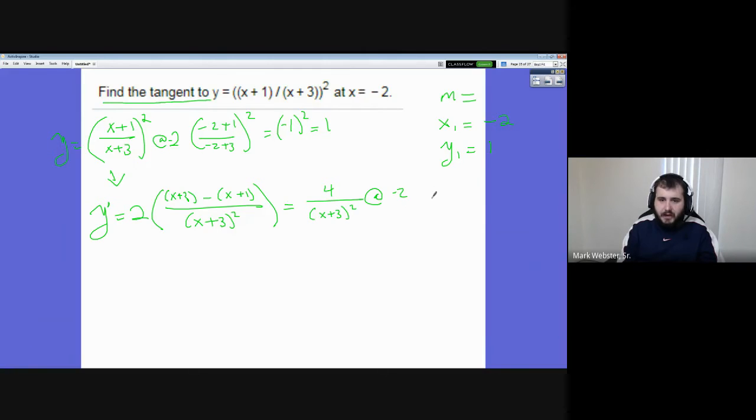And now we're going to say again, I want to know what the slope is at -2. So let me plug in -2. I get 4 over -2 plus 3 squared. Well, that's just 4 over 1 squared, which is 4. Now my slope is 4. Hey, x1, y1, m: y minus y1 equals m times x minus x1.